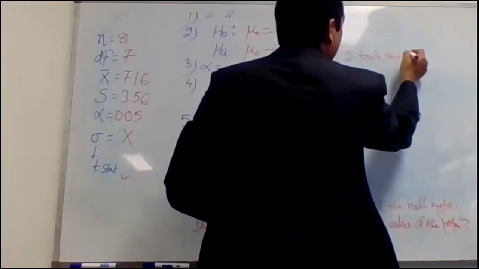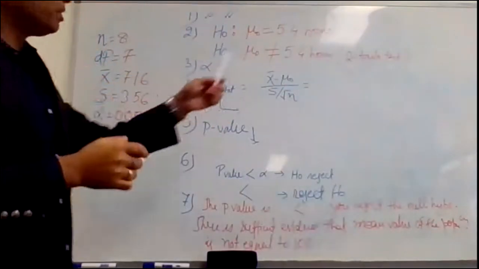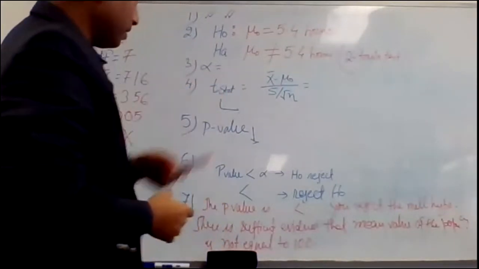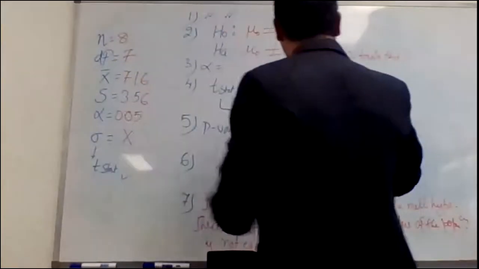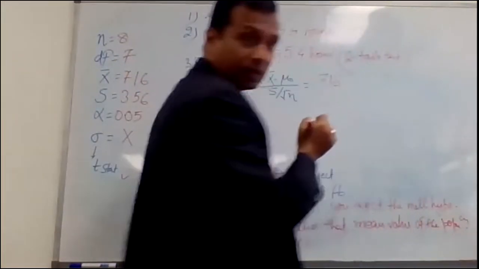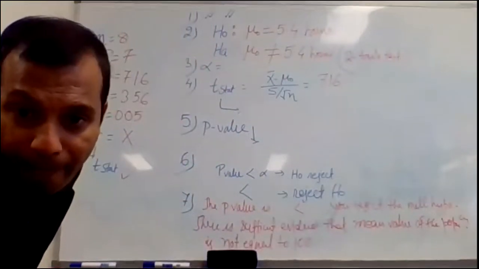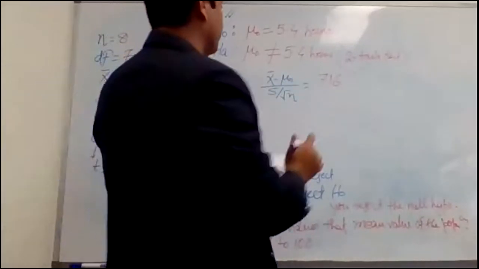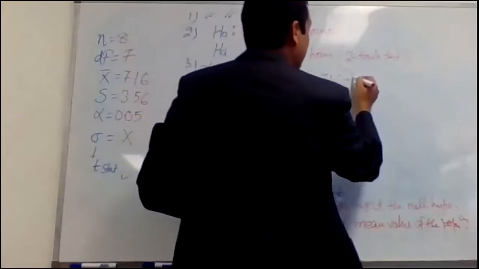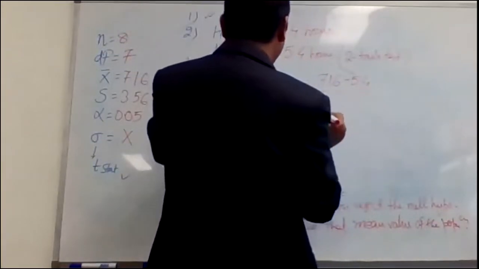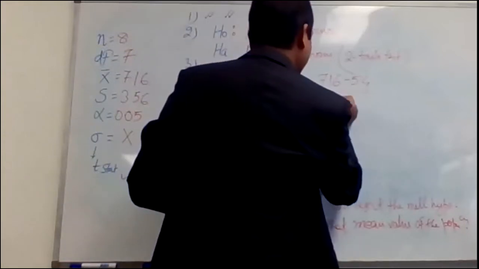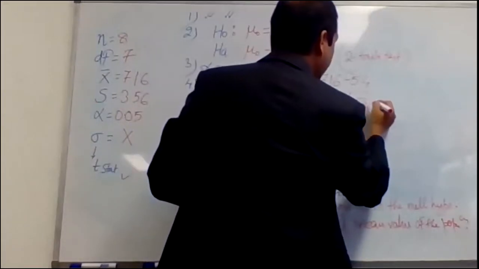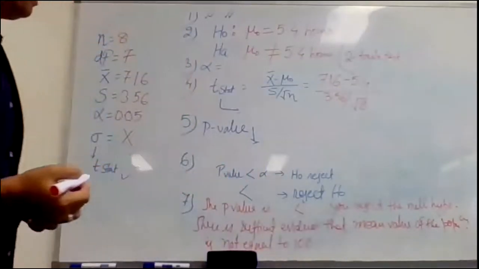2 tails test. Why is this condition important? Because based on this, we will find the p-value. Now, everything is given, find out the t-stats. What is X bar? 7.16. Are you able to see the board? Yes. What is X bar? 7.16 minus mu naught, given 5.4, divided by S, capital S given 3.56, divided by root under N. N is given 8, so root under 8. Could you find the t-stats for me?